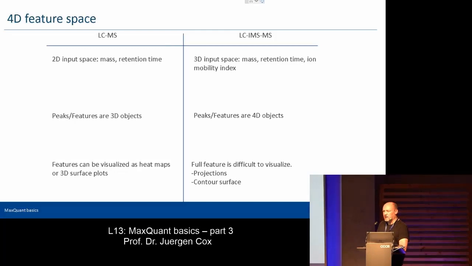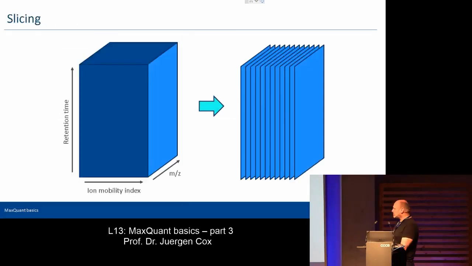And so how do we actually do it? It's kind of like the mathematician's approach: always reduce the new problem that you have to an old problem that you have already solved. And so we do this by slicing. The main idea is that this cube of eigenmobility, mass, and retention time, we want to chop into slices, and for these slices we can just use the conventional MaxQuant LCMS algorithms for feature detection, as the first step.